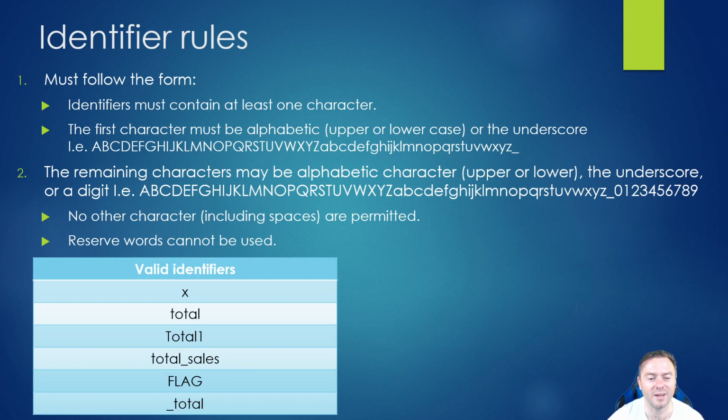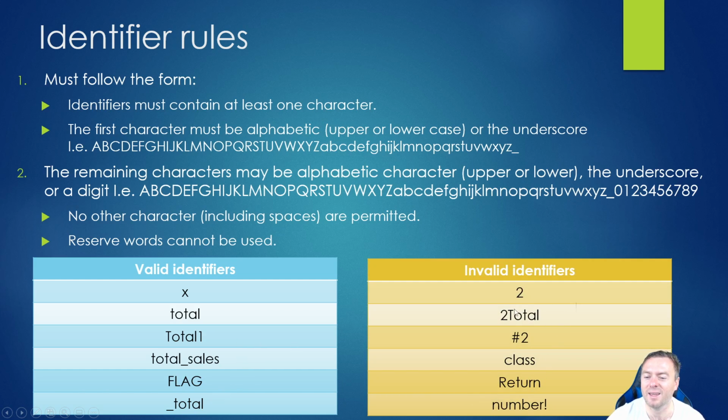So valid identifiers will look something like that. So X is all good, total is all good, total1. So even though it's got a number, as long as it's not the first one, all good. Total_sales is all good, so it's not a space, but it's used the underscore. Using all capital letters, all good. You can do that. And then you can also put an underscore and then the name of a variable. Now, this is more for system variables, which we'll get into a bit later, but just be mindful that you can do that, and it does exist.